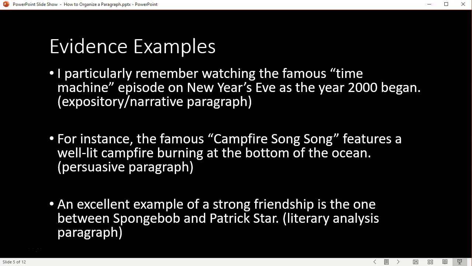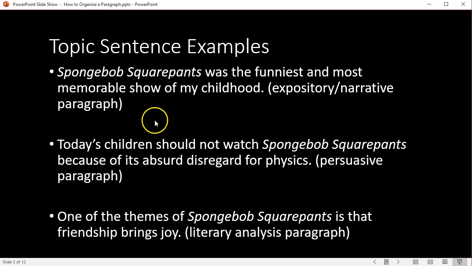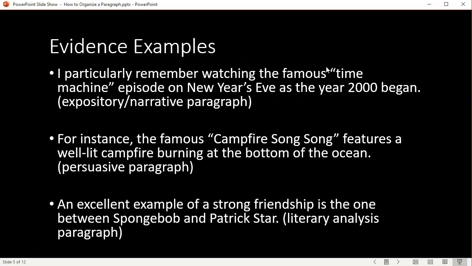For my narrative paragraph, again, I'm explaining how SpongeBob was a memorable TV series for me. Now I'm going to provide evidence. I'm going to go back for a moment here. I have to prove that SpongeBob was the funniest and most memorable show of my childhood. I might say something like this. I particularly remember watching the famous Time Machine episode on New Year's Eve as the year 2000 began. Notice here, I chose a specific memory I have, a specific moment that I remember in which SpongeBob was relevant for me. Again, it fits in well with my paragraph already, and yes, I am that old. You guys weren't alive in 2000, which is kind of a strange thing for me to say. That's okay.